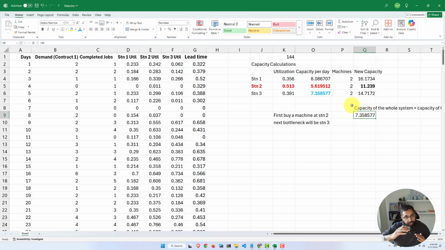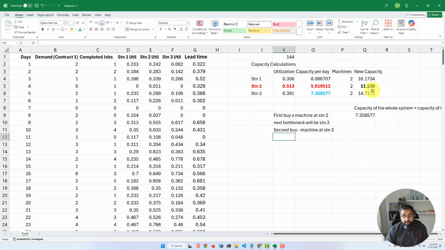So as soon as your demand starts creeping up to 7, again, you have a problem. Now you have to alleviate station 3. So next bottleneck will be station 3. When you buy the second machine, it will be a machine at station 3.